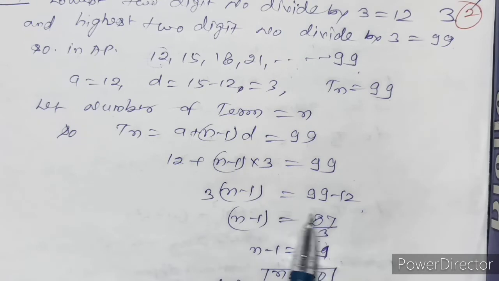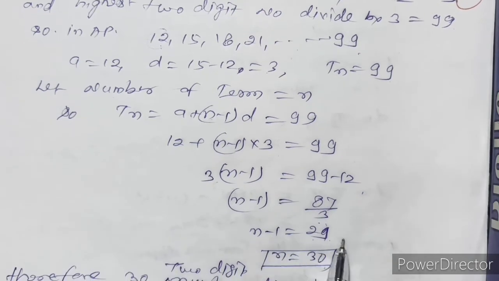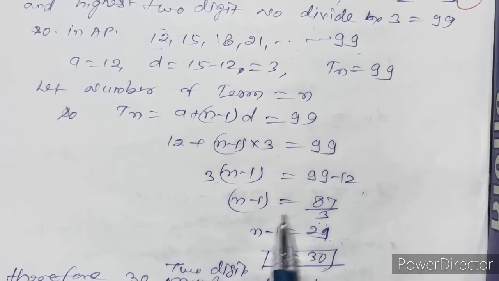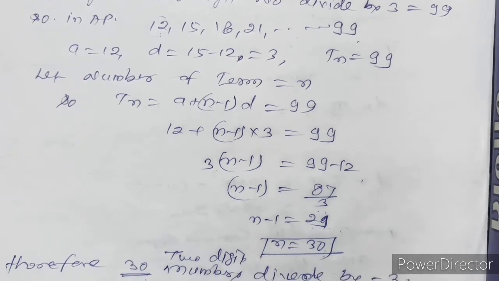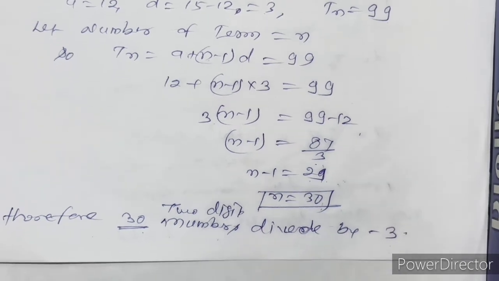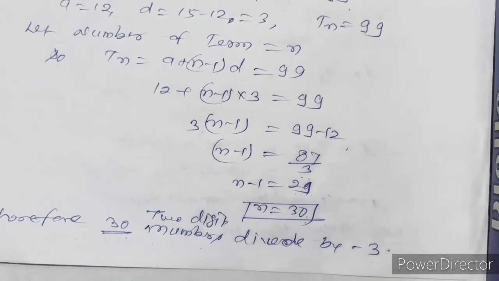Get the 87, divide by 3, n minus 1 equals 29, and 1 is transferred to the other side, then n equals 30. Therefore, the 30 two-digit numbers which are divisible by 3 is your complete answer.